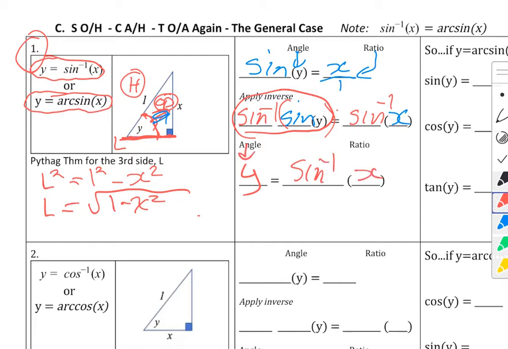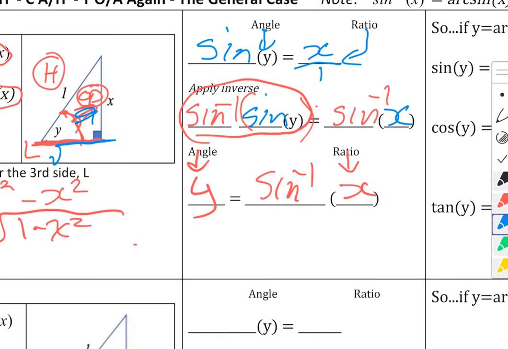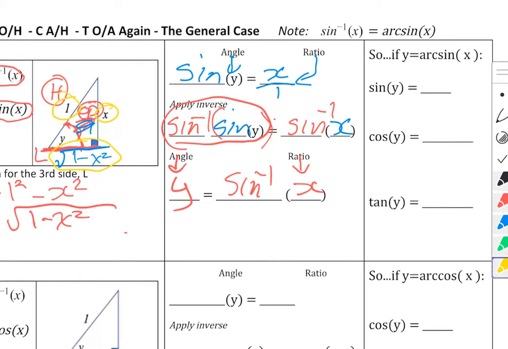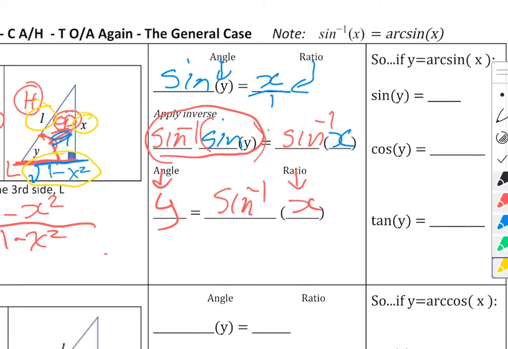So again, y is an angle, and the ratio is x. Now I'm going to write in over here on this triangle. This triangle has a side length of the square root of 1 minus x squared. So the three sides are 1, x, and the square root of 1 minus x squared. Here's what we're going to do: we're going to come up with definitions based on y being arcsine of x, or sine inverse of x.